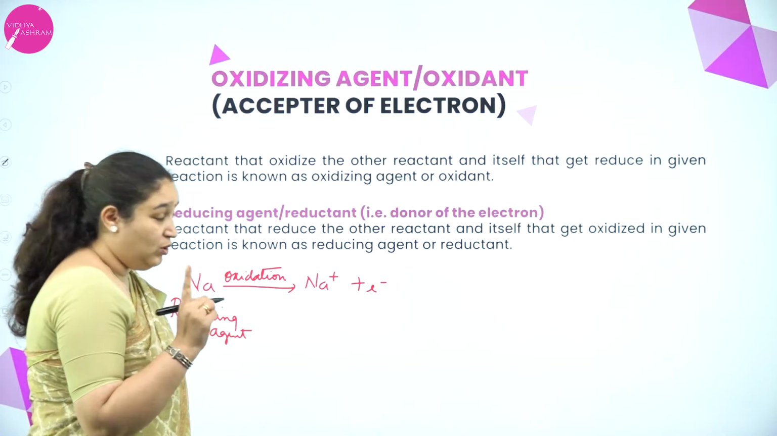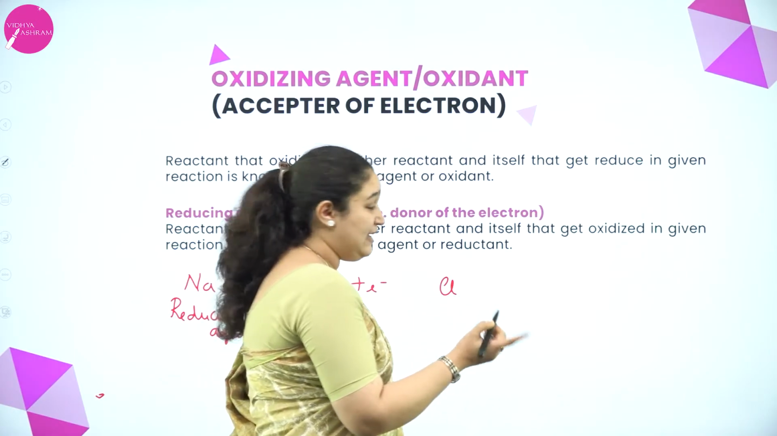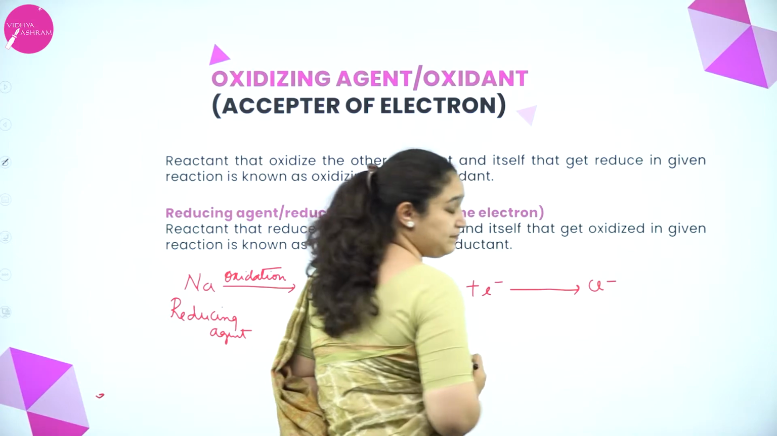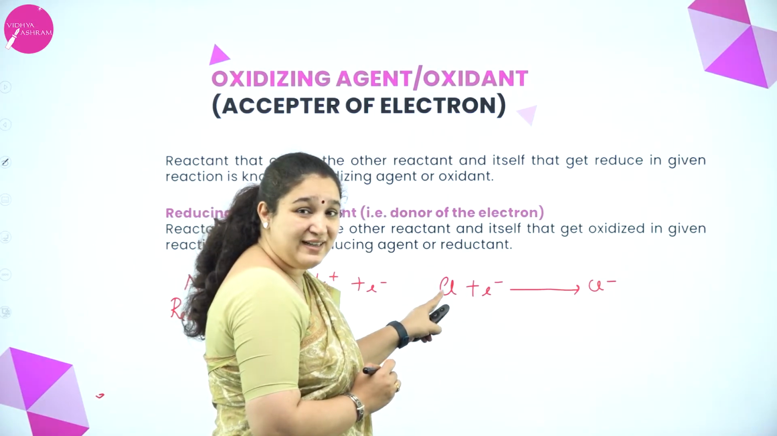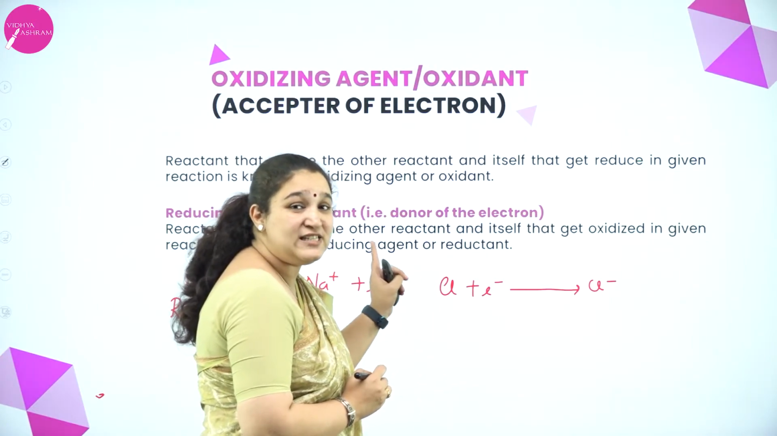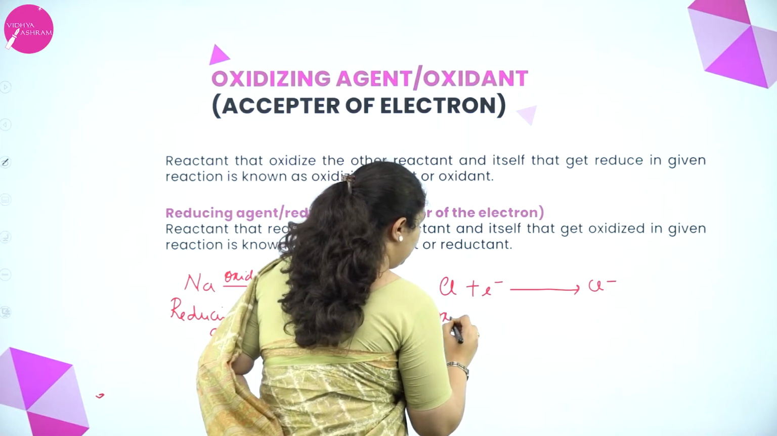Okay. Now the chlorine atom is accepting electrons to become Cl minus. Correct? So the chlorine atom is getting what? It is getting reduced. So it itself is called the oxidizing agent.